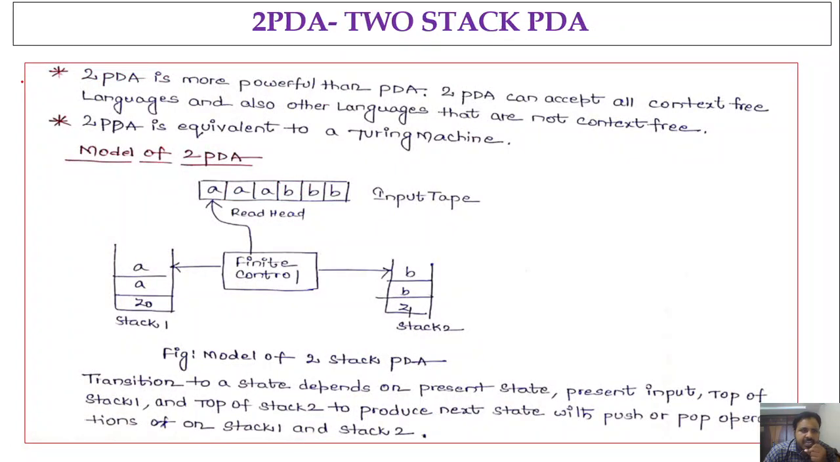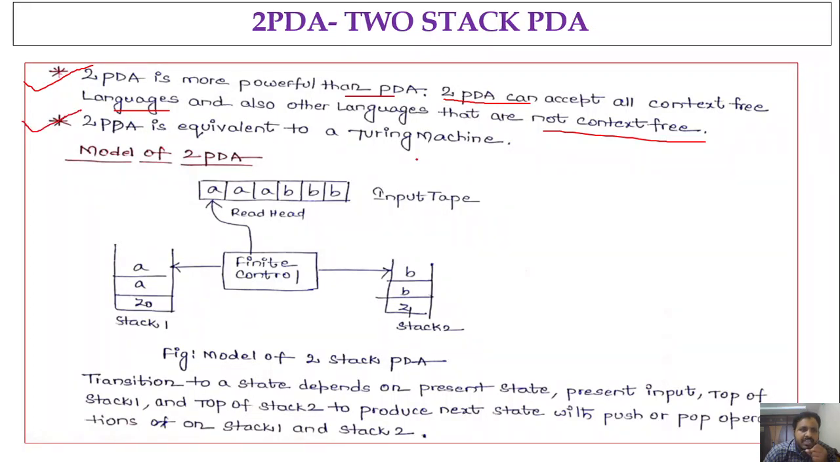As I mentioned earlier, the two-stack PDA is more powerful than the PDA because it can accept all context free languages and also other languages that are not context free. The formal languages which are above the level of context free languages are also accepted by this two-stack PDA, such as context sensitive languages. It is a somewhat more complex language than the context free language, and that can also be accepted by this push-down automata. That is the meaning here.